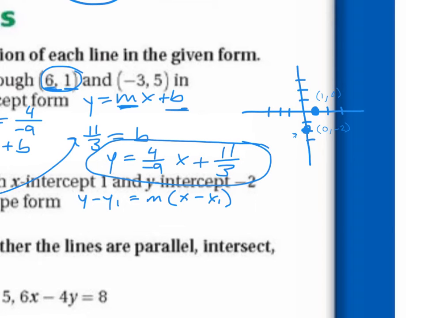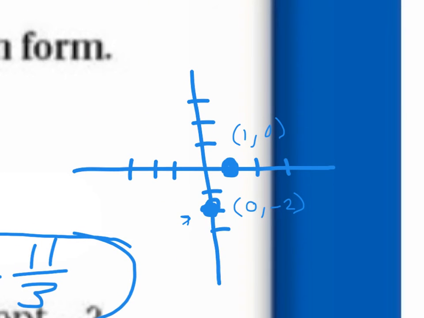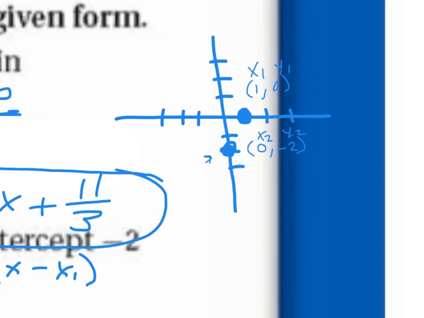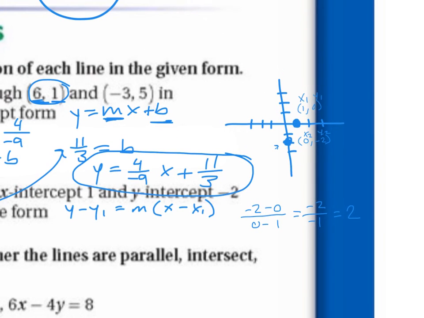So now that we have 2 points, can we find the slope? Let's call this our x1, y1, x2, y2. So now to find the slope, we do y2 minus y1, so negative 2 minus 0, over x2 minus x1, so 0 minus 1, and we get negative 2 over negative 1, which is equal to 2. So our slope is 2, so we can plug that in for m.